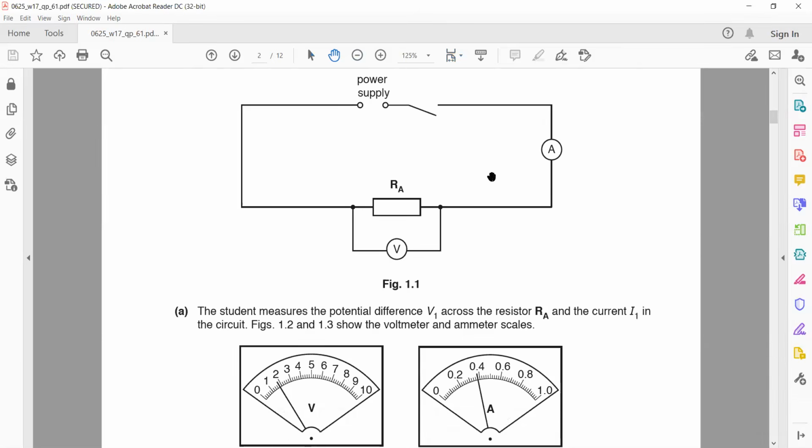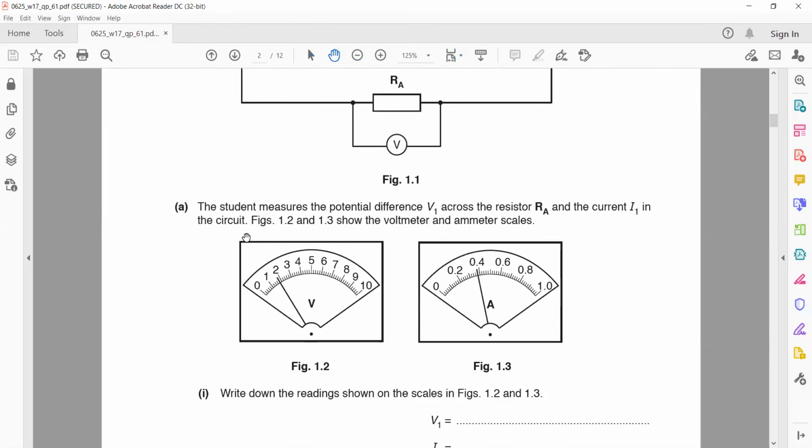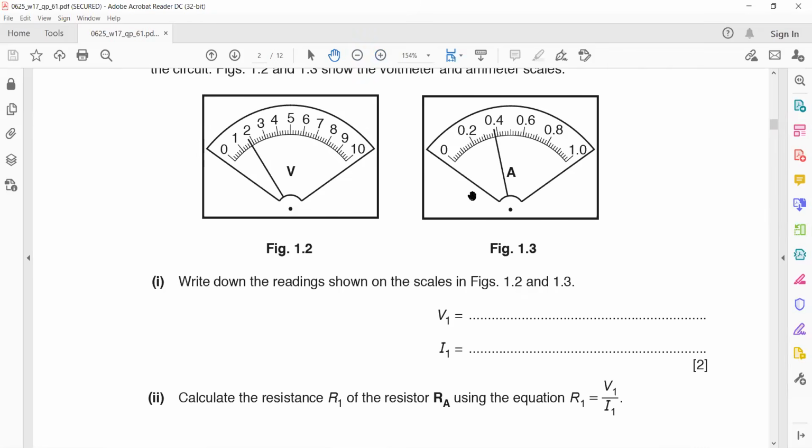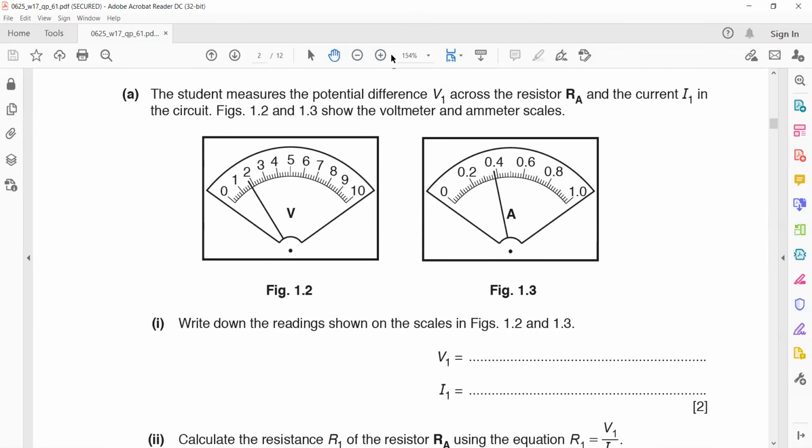Using the circuit shown in figure 1.1, the student measured the potential V1 across R1 and the current I1 in the circuit. Figures 1.2 and 1.3 show the voltmeter and ammeter scales. Write down the reading on the scale shown in the figure. So what is the voltage reading?